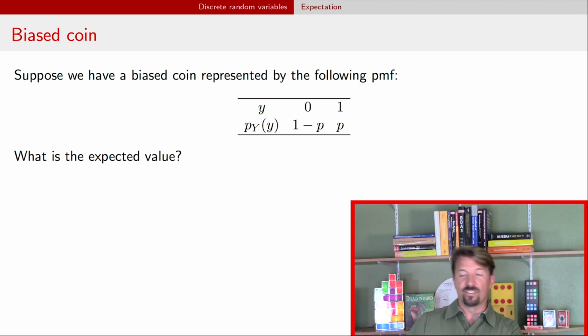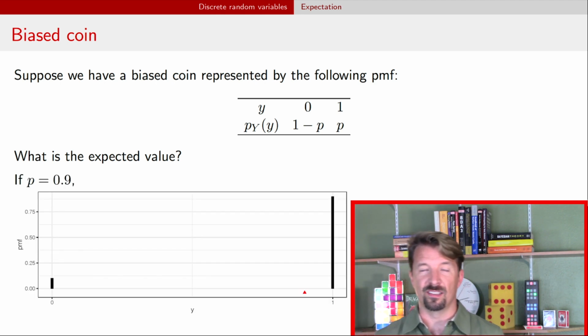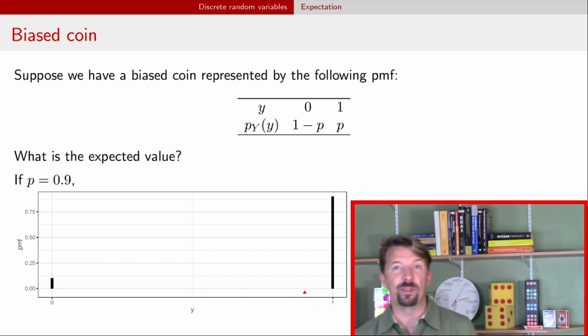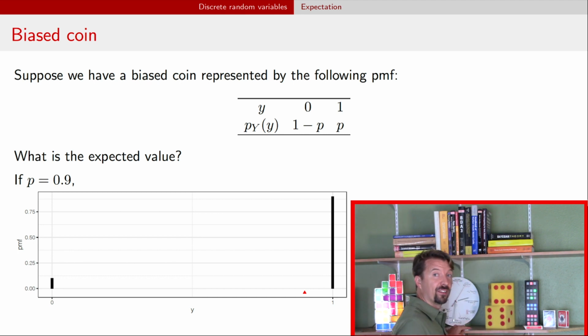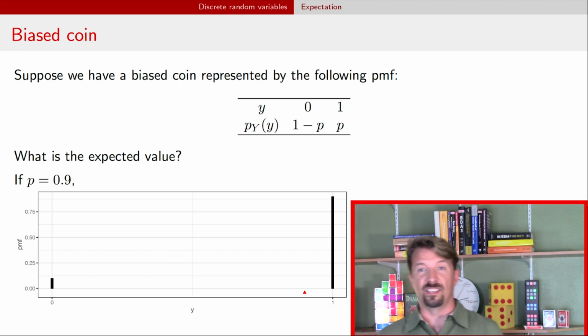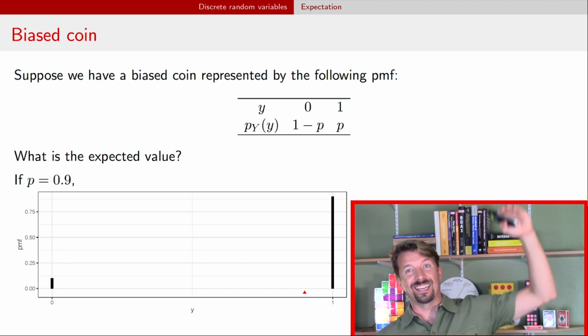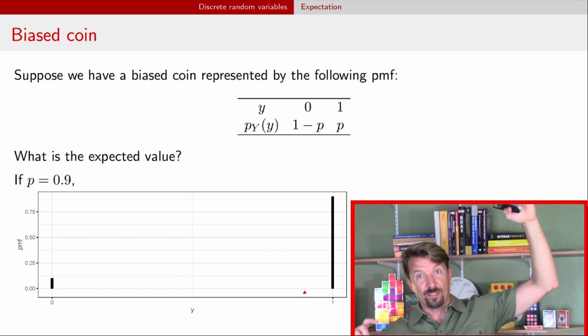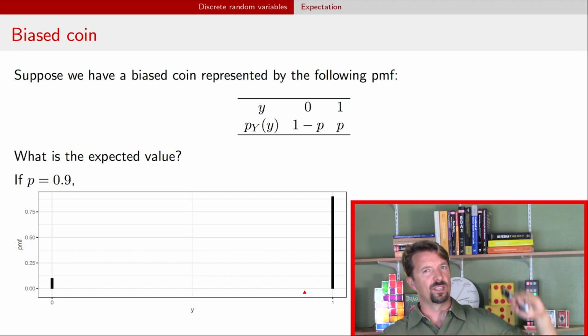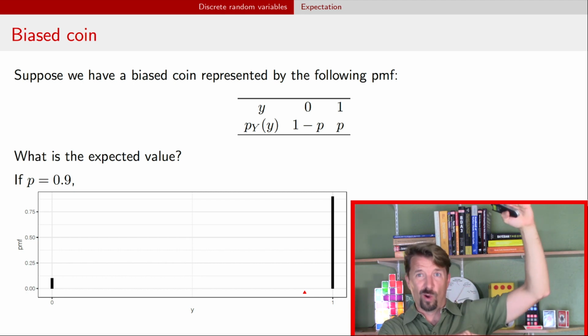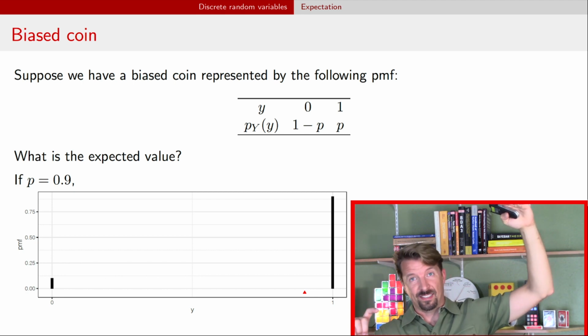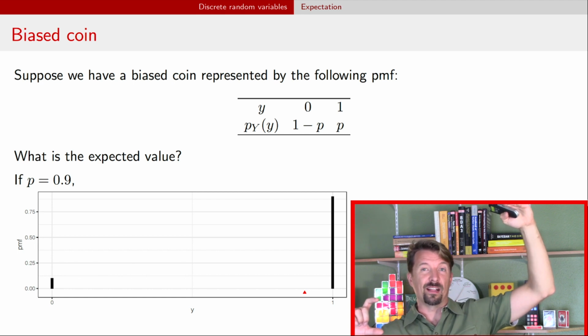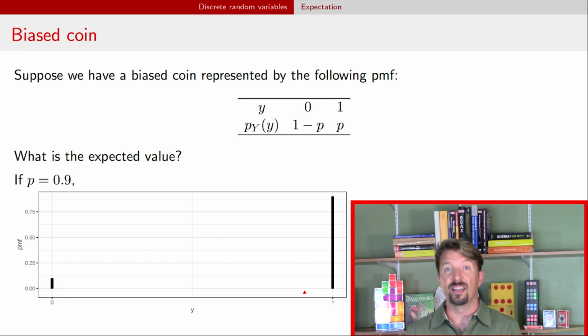Stop. It turns out the expected value is P. If P happens to be 0.9, then this is a picture of that particular situation. We have a big mass at 1, and 1/9 of that at 0, and that's going to balance exactly at 0.9. That's going to be the center of mass, or this expectation.